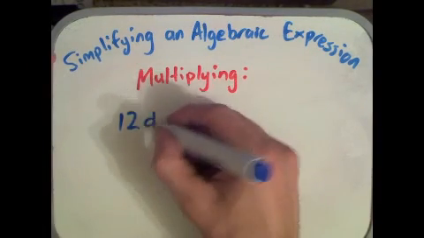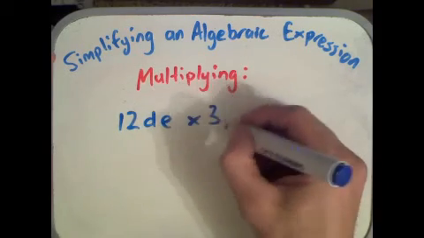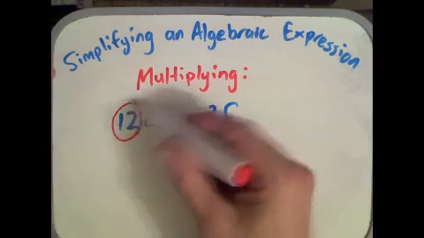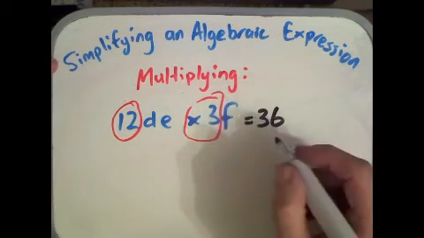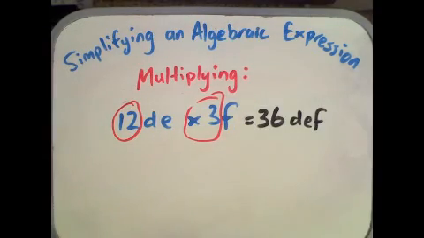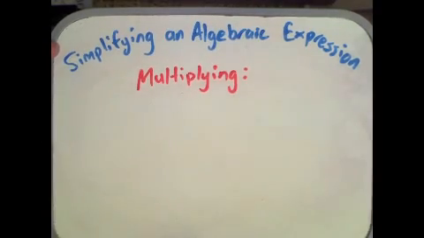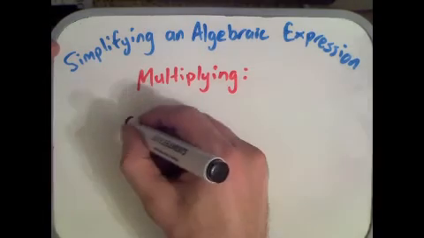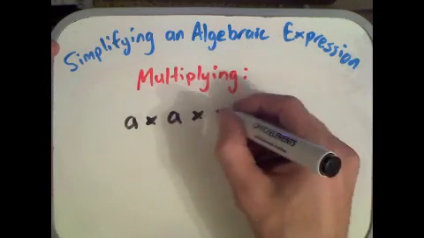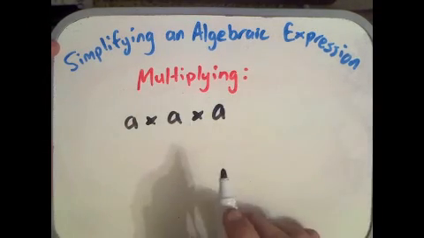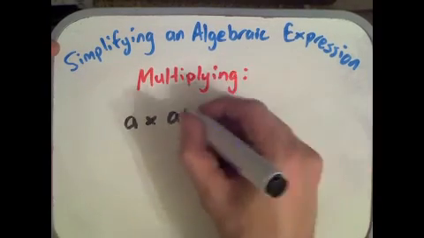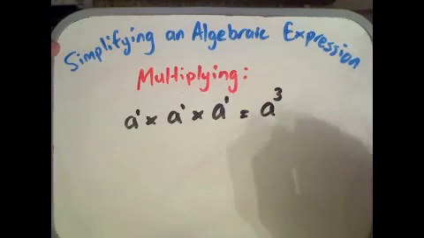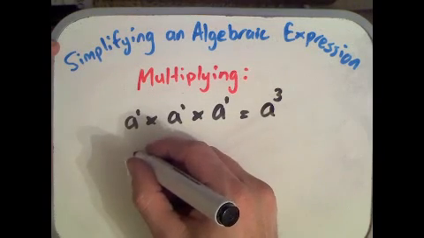Another example. 12de multiplied by 3f. Okay, so 12 times 3, that gives us 36. And then de and f are tagged on the end there. We can see a trend sort of developing here. Alright, so let's look at a times a times a. Now most people would write down 3a here. However, that would only be true if we're adding. So here we've got a times a times a, which gives us a cubed, or a to the power of 3.